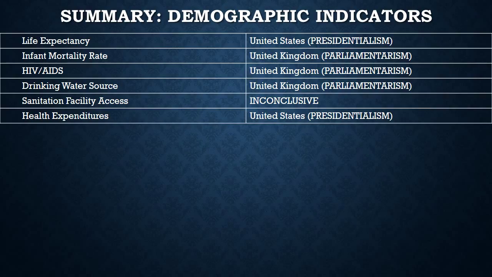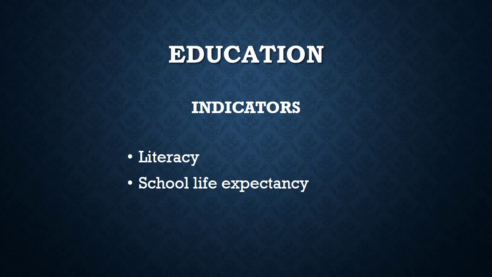In summary, for life expectancy, the United States won, and for the infant mortality rate, HIV/AIDS, and drinking water source, the United Kingdom won, while in the health expenditures, the United States spends more on its health care system.